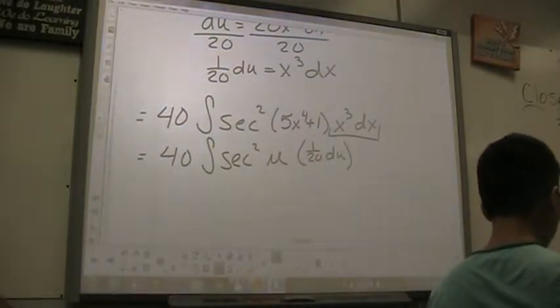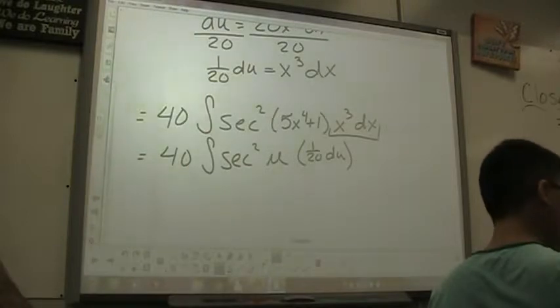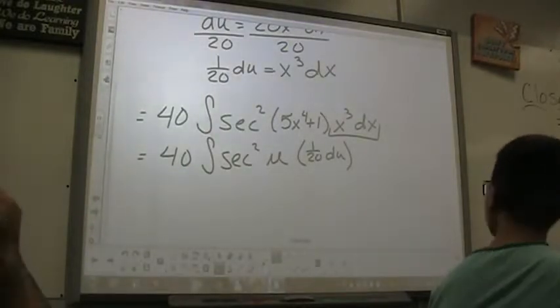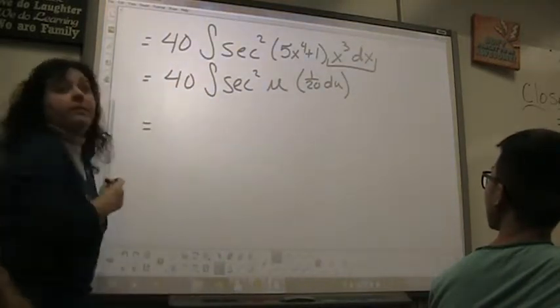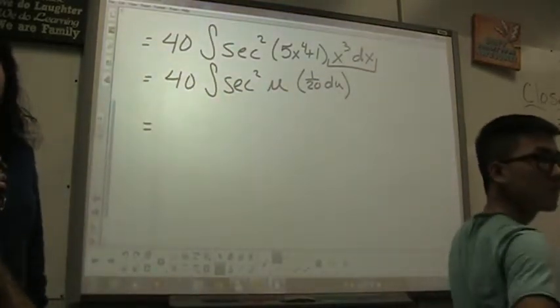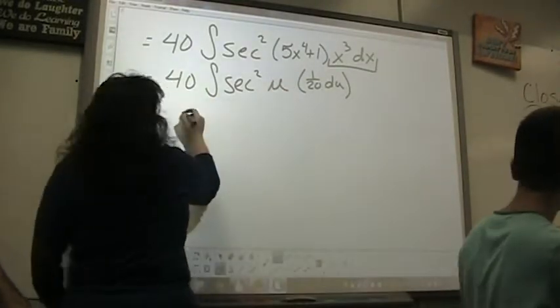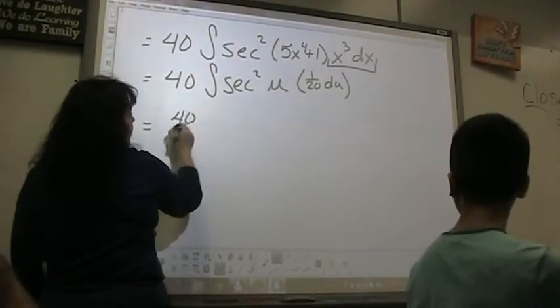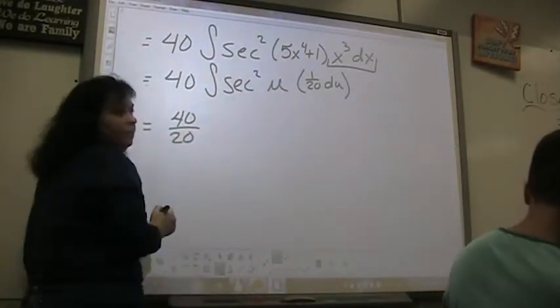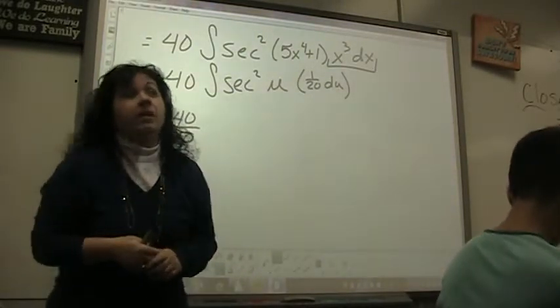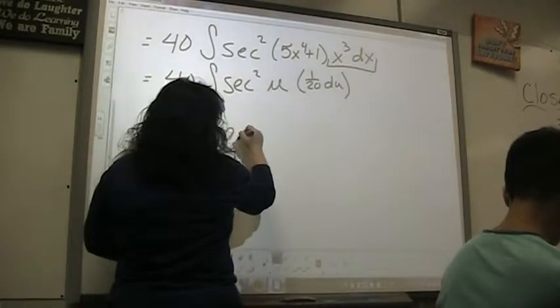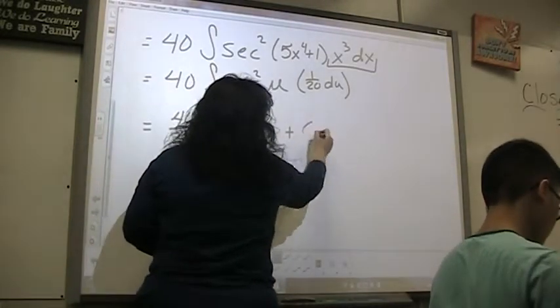You're good? Okay. And now I'm going to move the 1/20 on the outside, so it'll be 40 over 20. Right? The antiderivative of secant squared is tangent u plus C.